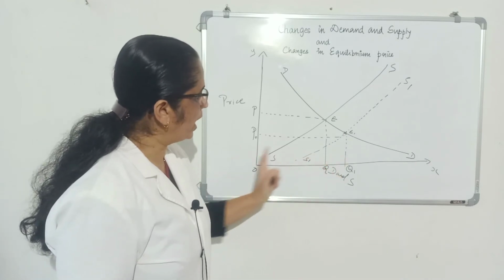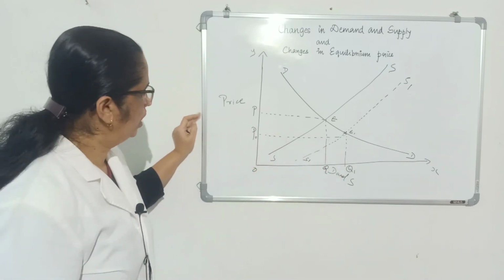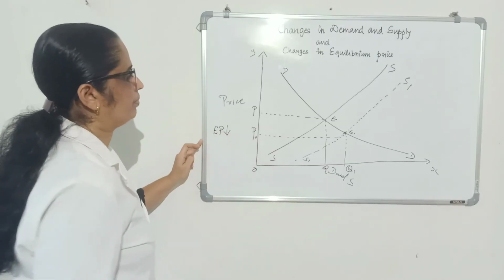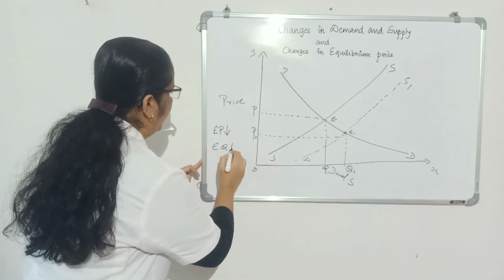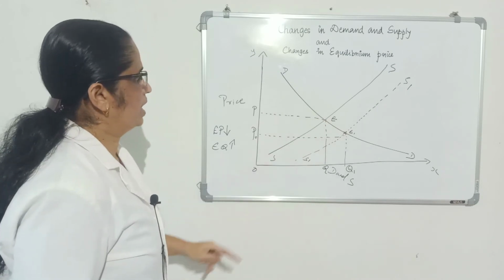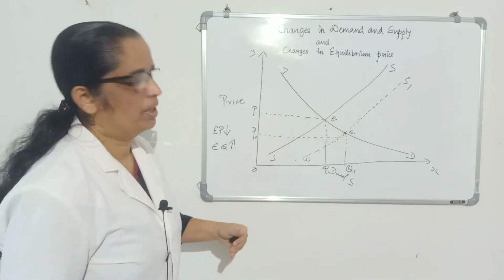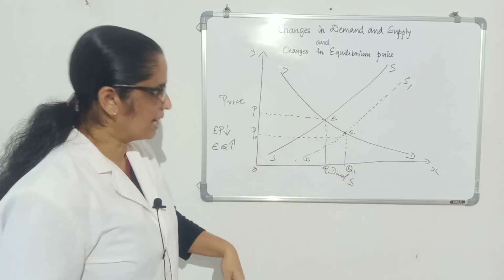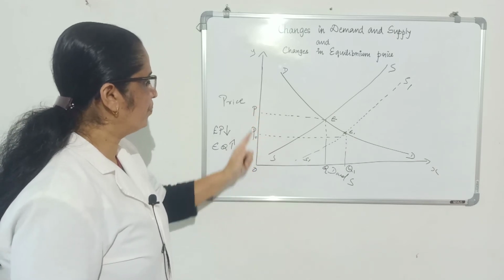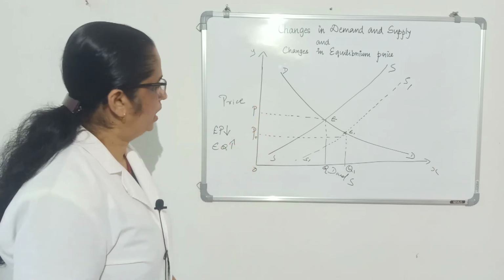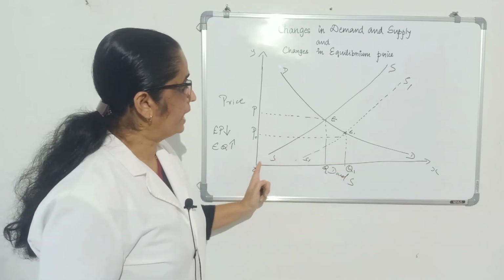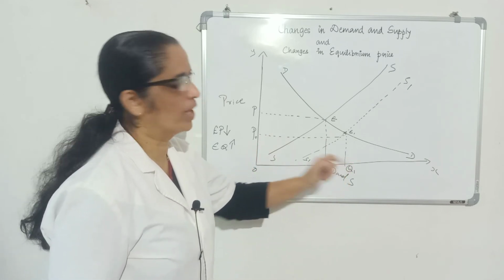Equilibrium quantity means quantity demanded and supplied. So what happened here? Equilibrium price decreased. Equilibrium quantity increased. What happened? When the supply increases, the supply is more. When the supply is more, price is less. You know that. When the supply increases, equilibrium price declined from OP to OP0, and equilibrium quantity, meaning quantity demanded and supplied, increased from OQ to OQ1.